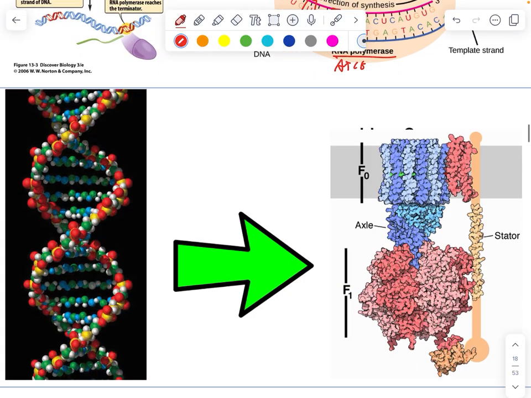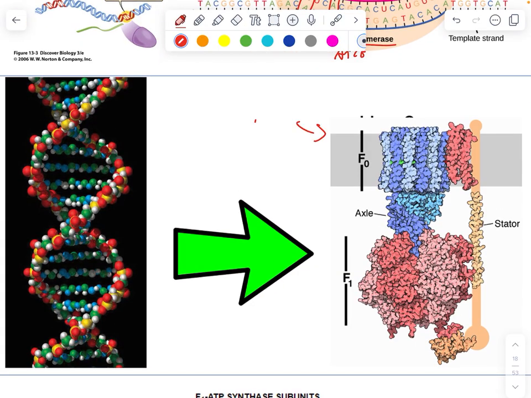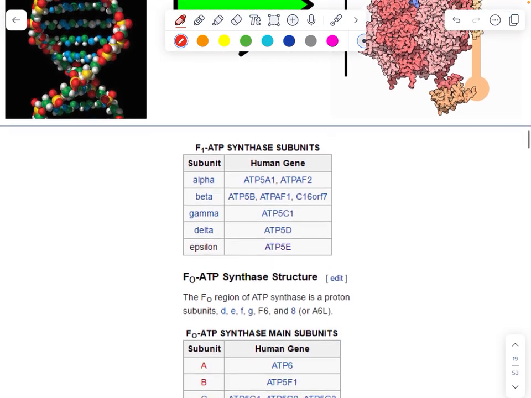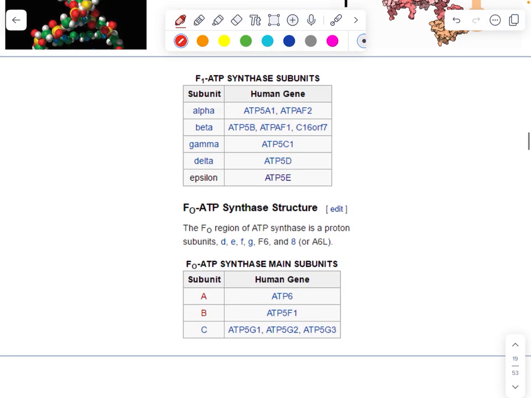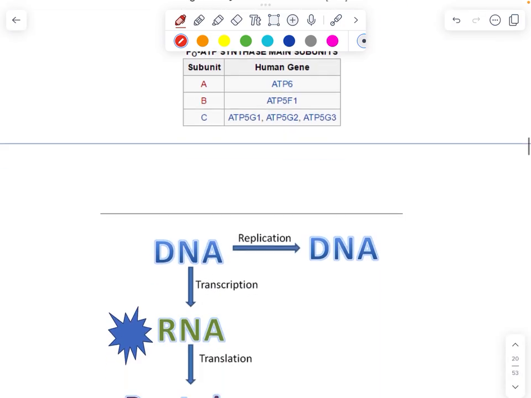How important is this? Here's ATP synthase. You can't live without it. You need, I don't even know, trillions upon trillions of molecules of ATP. And there's like 14 or so genes that make up this molecule. Every single gene needs to be transcribed and translated correctly for this molecule to work.